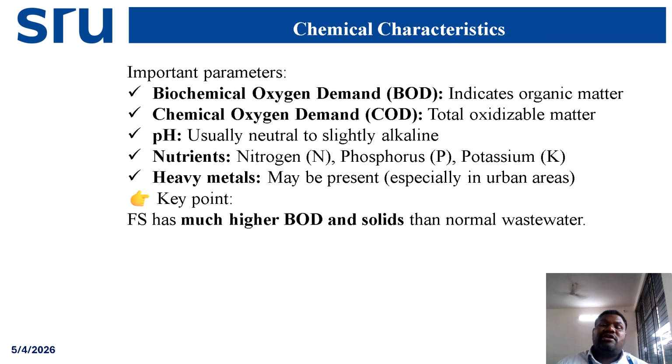Then what are the chemical characteristics? Here we discussed BOD as one of the major parameters. What is the meaning of BOD? The amount of oxygen required to degrade the organic matter. Next is COD. What is COD? The amount of oxygen required to degrade the organic matter plus inorganic matter. That is called COD. The next ones are pH, nutrients, and heavy metals. These are some of the important parameters we need to calculate before going for treatment.